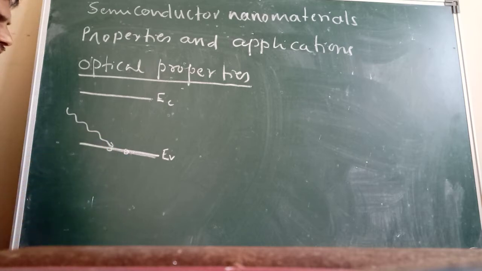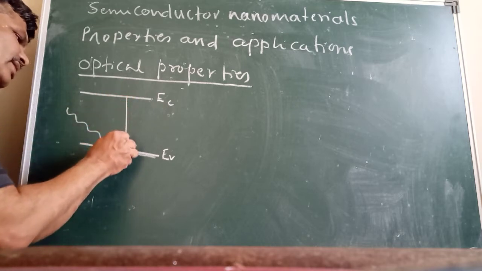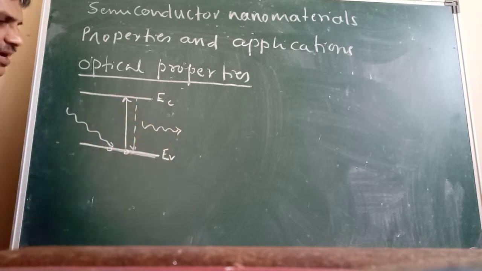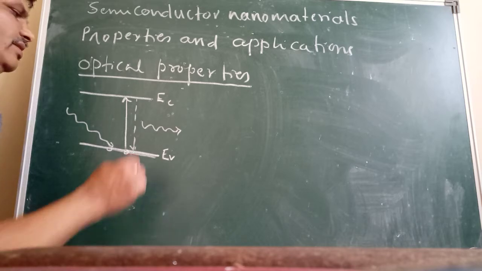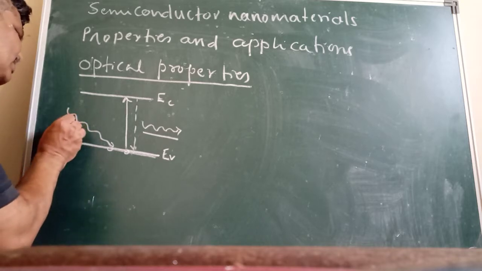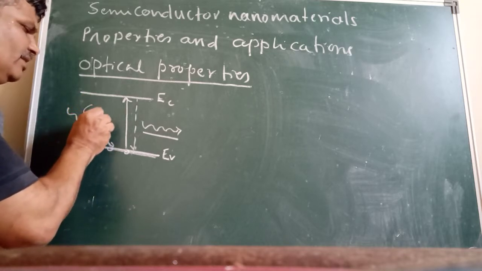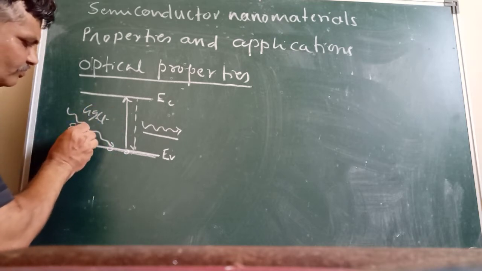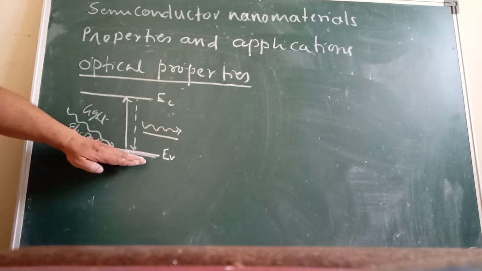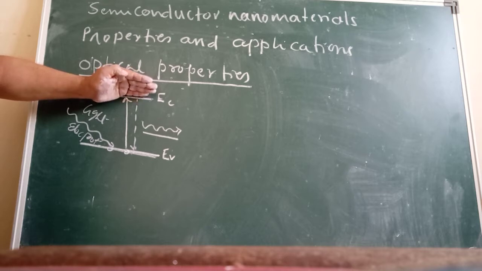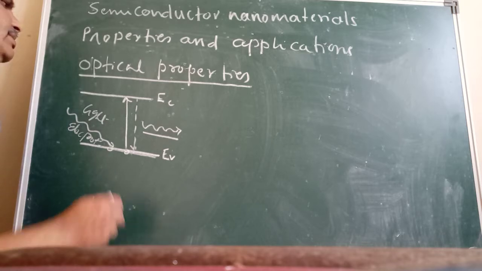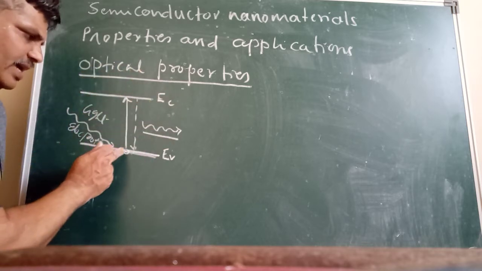When some energy is supplied to the valence band electrons, they go to the conduction band and they come back to the original position, as I mentioned, with emission of electromagnetic energy. For that purpose, the semiconductors are given external energy, by applying either light or electrical potential. Then the electron goes to the conduction band, and it comes back to the original position by the emission of electromagnetic energy.